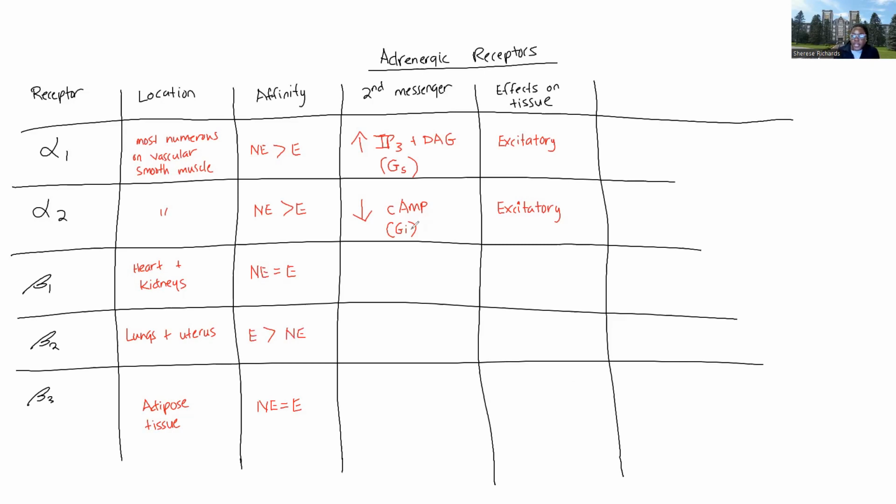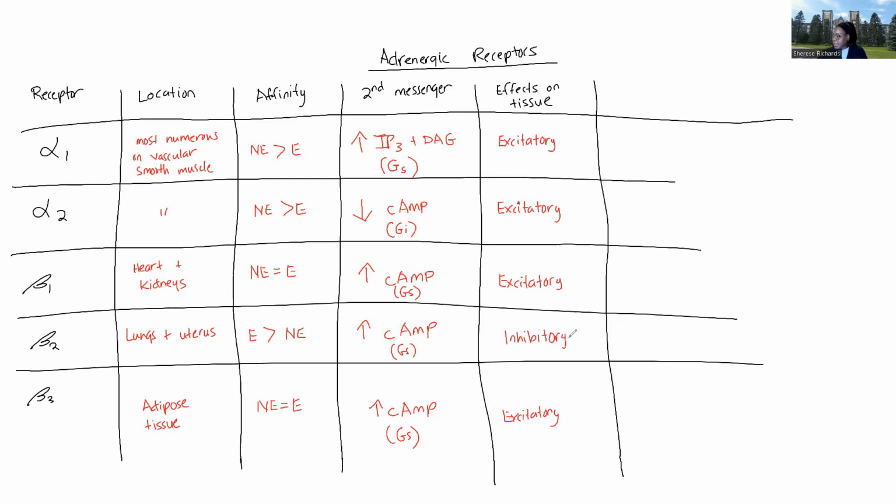Okay, let's look at what they do to their second messenger. So they all increase their second messenger, and they all have cyclic AMP as the second messenger. Right. In other words, all G stimulatory proteins. The effect on the tissue is again where they somewhat differ. So beta 1 and beta 3 are excitatory on the tissue level, whereas beta 2 is inhibitory.